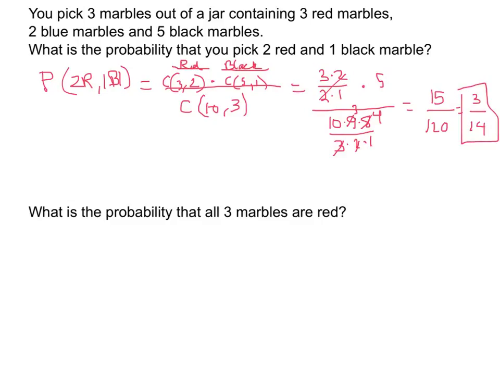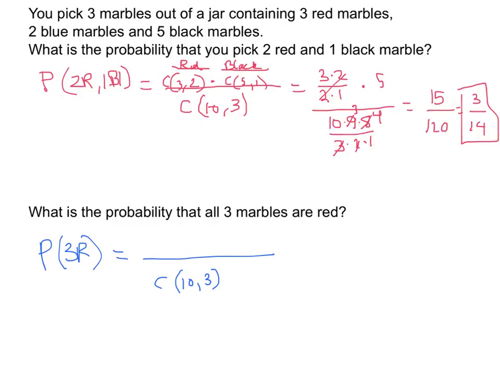Let's look at the next one. What is the probability that all 3 marbles are red? So we want the probability of 3 red marbles. Again, the denominator is the same. In any one of these kinds of problems, once you figure out the sample space, it's going to be the same for every part of this problem. So the sample space is still the 10 choose 3 because there's 10 marbles in the jar and we're picking out 3. That's our sample space.